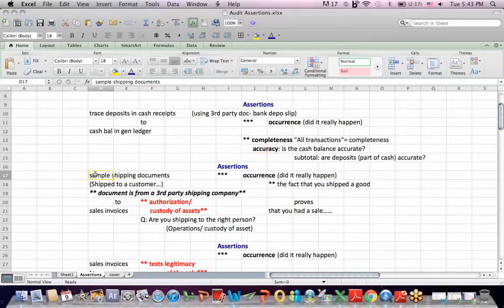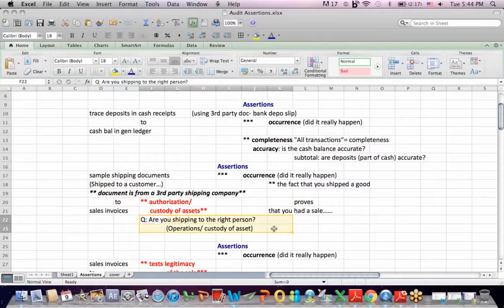How about we take a sample of shipping documents, documentation of things that we ship to customers. Let's further assume that the shipping document is a third-party shipping document. So we pay a company to do the shipping, and they give us documents showing that we sent our company's product to a customer. We're going to compare that third-party document showing that we sent something to sales invoices, which indicate that we sold something.